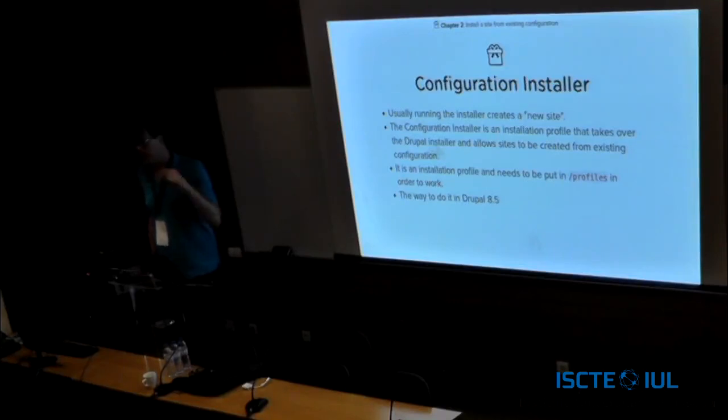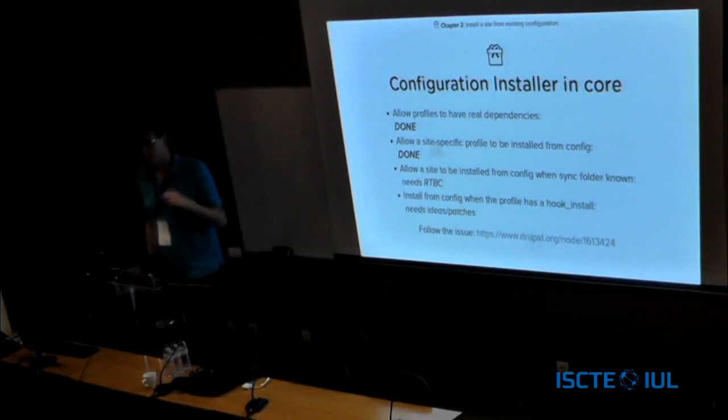Because when you install a site, when you go to the installer and you select the profile that you want, then Drupal creates a new site. So a new site UUID with its unique configuration UUIDs that you can then customize. And the configuration installer takes over this part and makes your Drupal site think it is a clone of the other site without needing the database or everything.